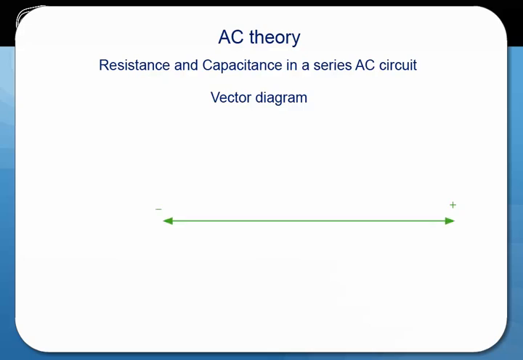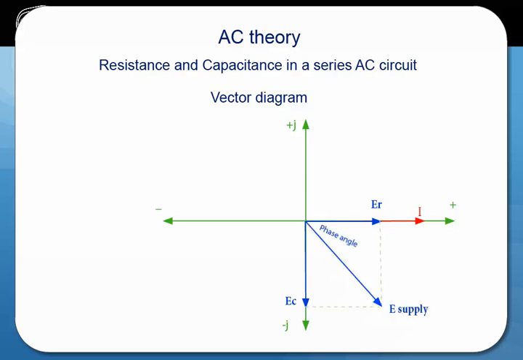The vector diagram consists of the real number line and an imaginary number line at right angles. The vectors are considered to be rotating anti-clockwise around the origin. The current is the reference and is at 0 degrees. The voltage across the resistor is in phase with the current and is at 0 degrees. The voltage of the capacitor lags the current by 90 degrees, so is shown at minus 90 degrees.